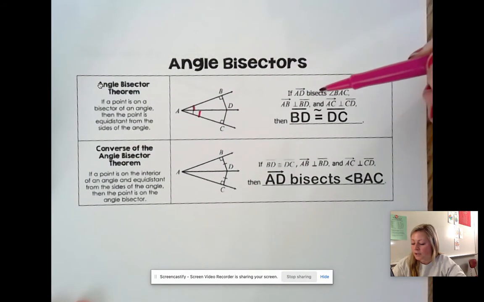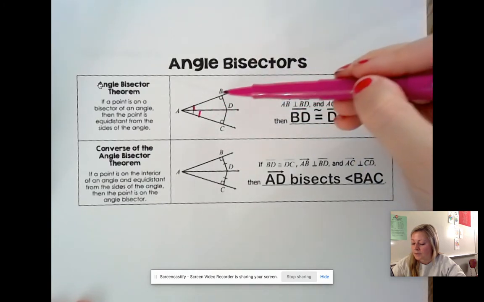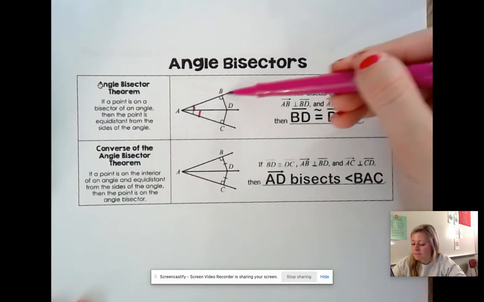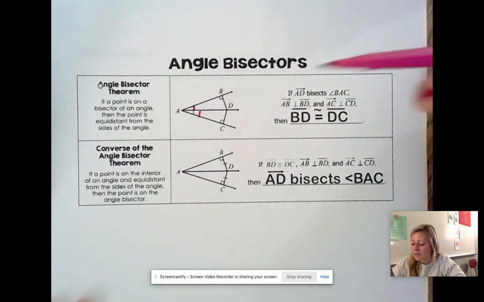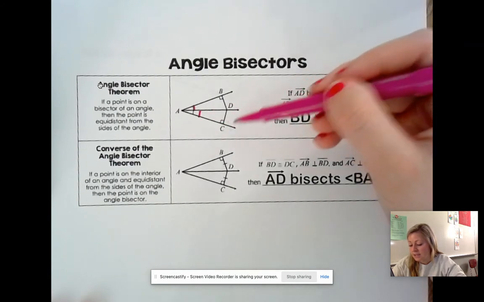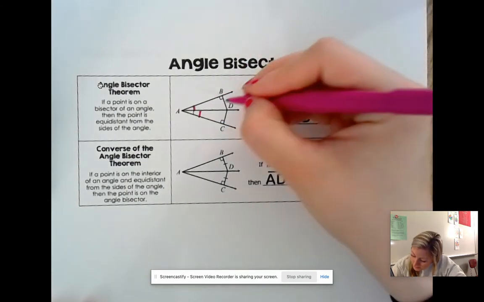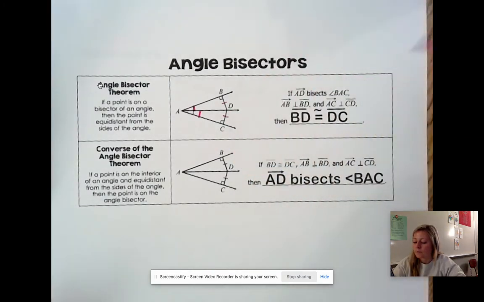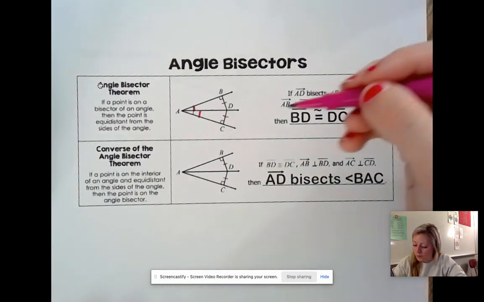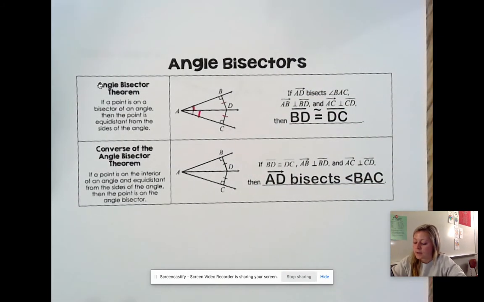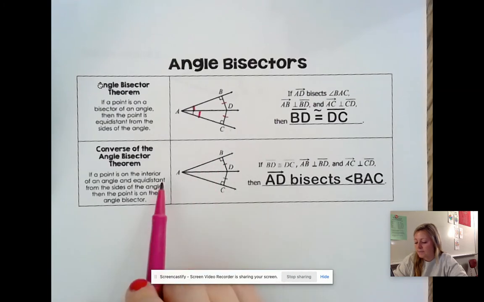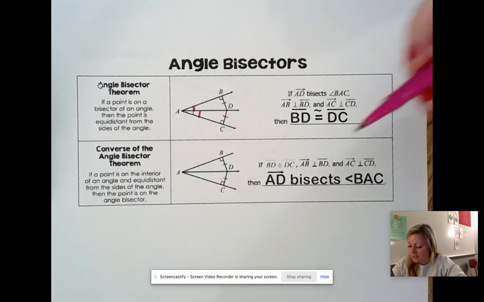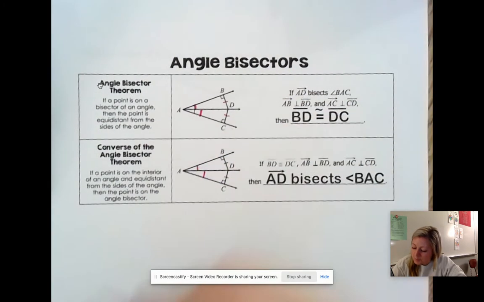So if we read our symbols over here, if AD bisects angle BAC, then ray AB is perpendicular to BD, and AC is perpendicular to CD, then BD is congruent to DC. Okay, then the converse is just the opposite. If we know BD is congruent to CD and ray AB is perpendicular to BD and ray AC is perpendicular to CD, then AD cuts angle BAC in half.